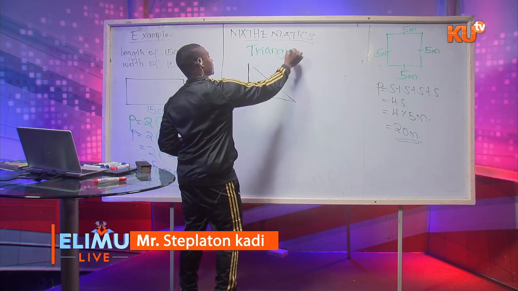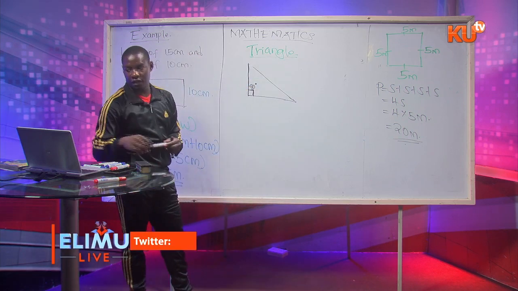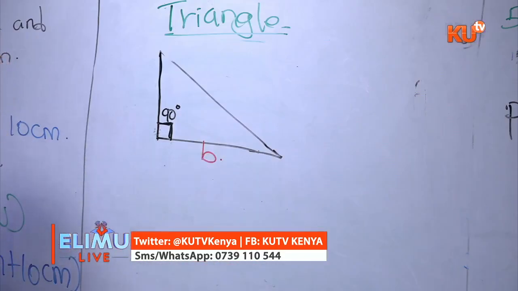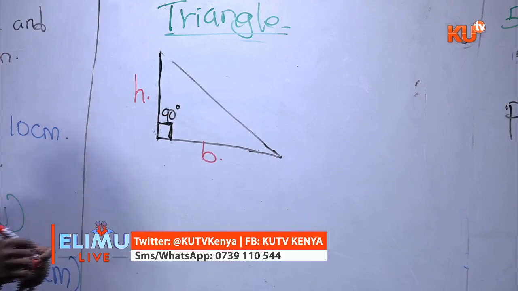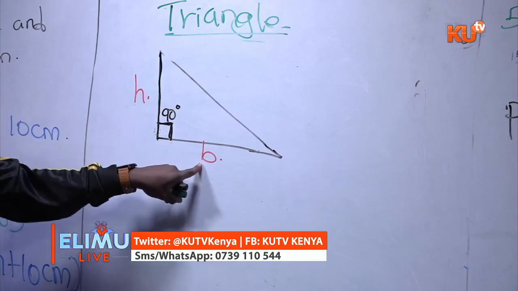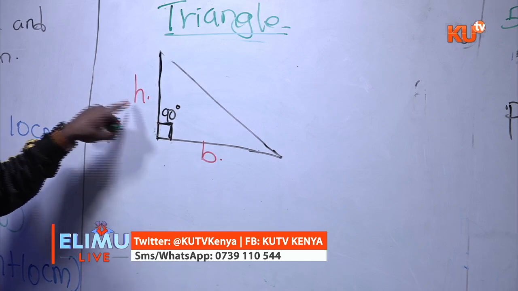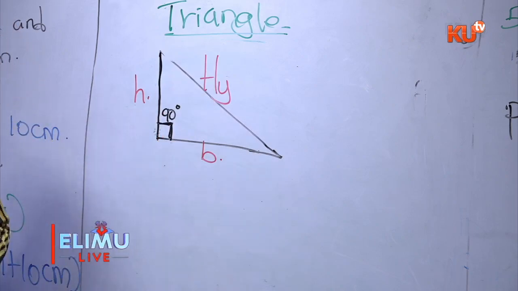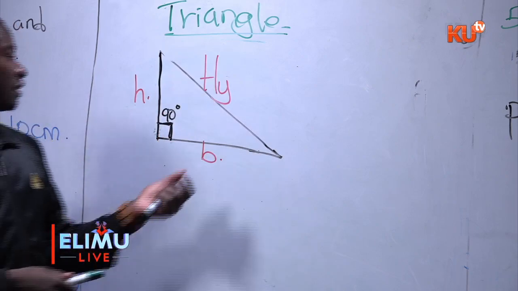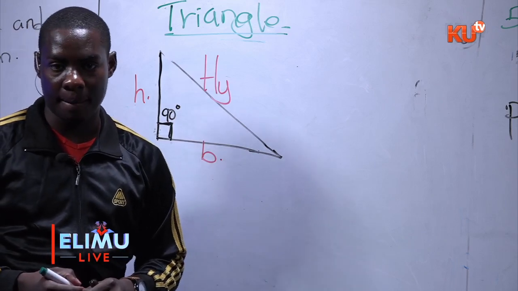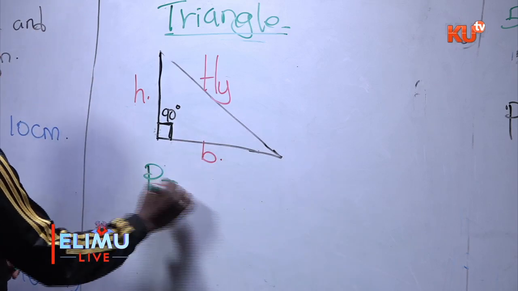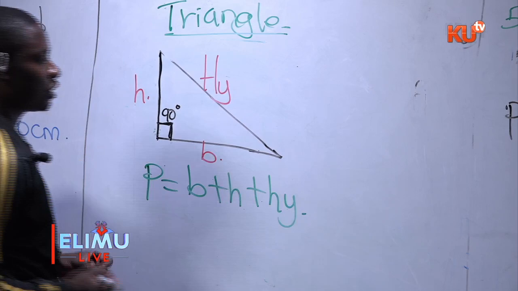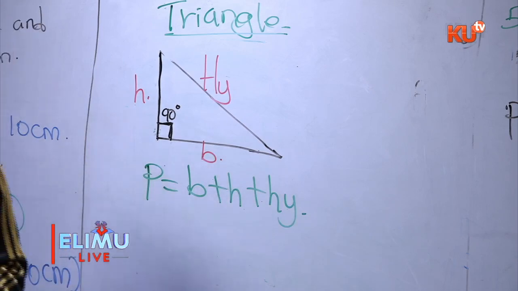So we add all the sides that we have in the triangle. We first of all identify the sides. This is called the base, we've given it letter B. This is called the height, we've given it letter H. Then we have the hypotenuse, we can have capital H and Y. So we know that perimeter is the distance around a figure. Therefore, the perimeter of this figure will be base plus height plus hypotenuse.